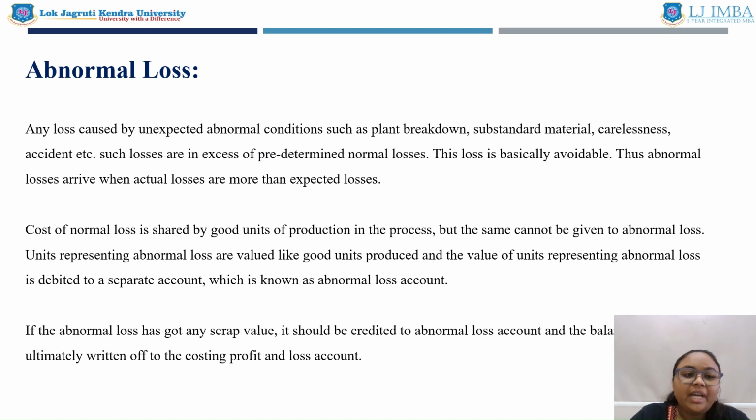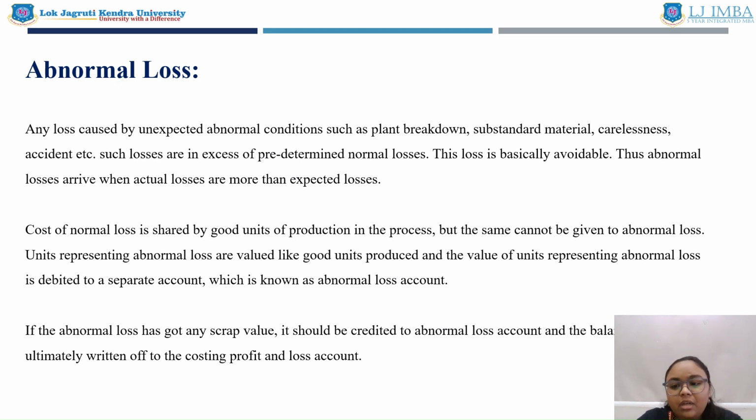What do you understand by abnormal loss? As we discussed, it is an avoidable loss. How can you avoid it? By being more careful, right? Any loss caused by an unexpected abnormal condition. For example, the truck carrying the raw material, or the tins in which the material was brought, got leaked. So the conditions such as plant breakdown, substandard material, carelessness, accident, etc.